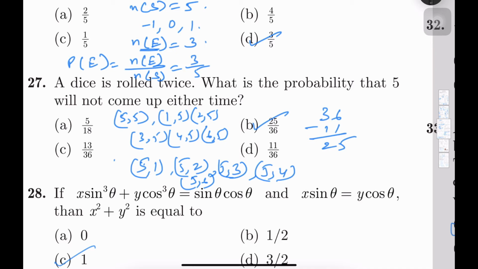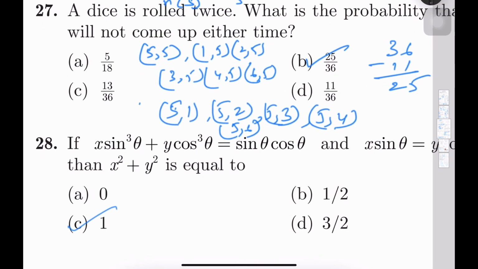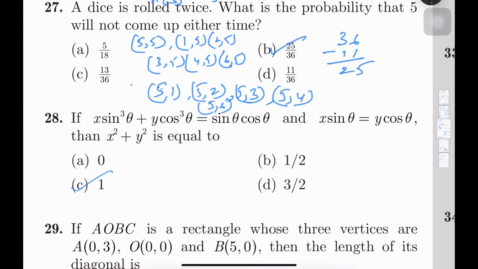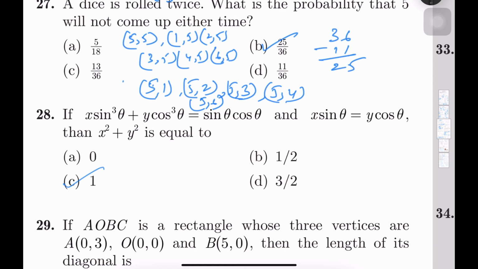So 36 minus 11 is nothing but 25. So you're getting the answer as 25 by 36. Now going into the next one, that is 28th. If x sin cube theta plus y cos cube theta is equal to sin theta cos theta and x sin theta is equal to y cos theta, then x square plus y square is equal to how much?